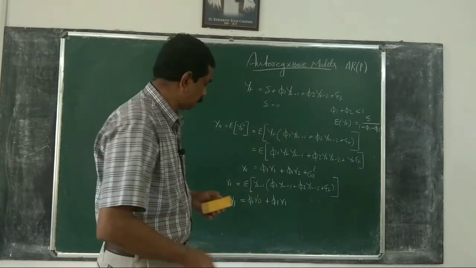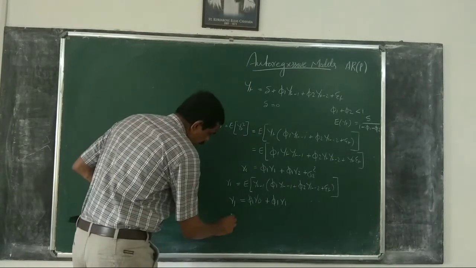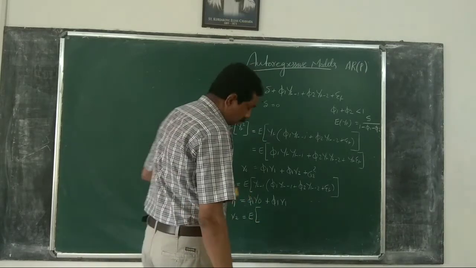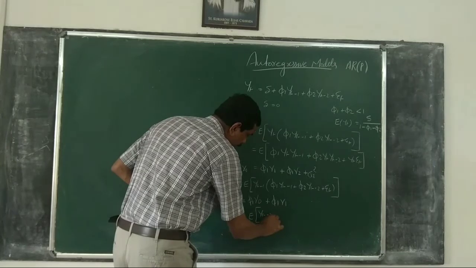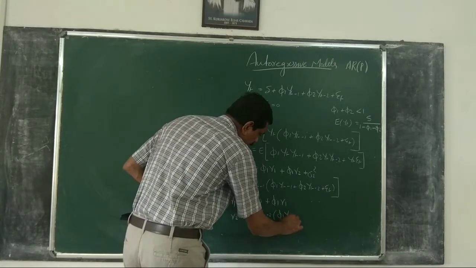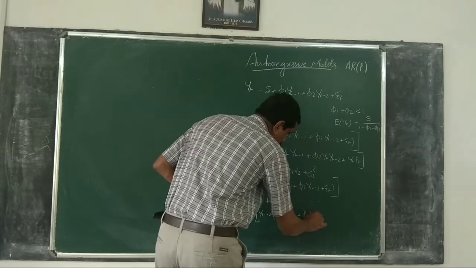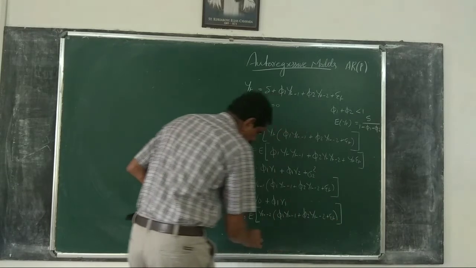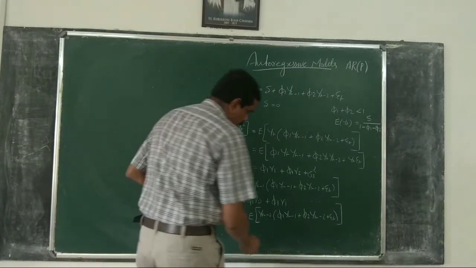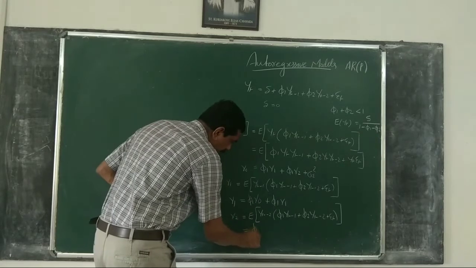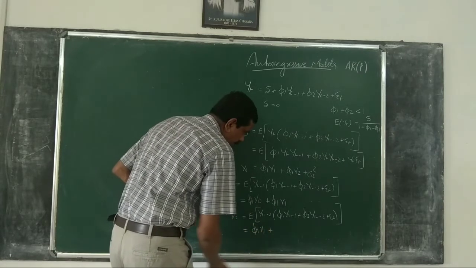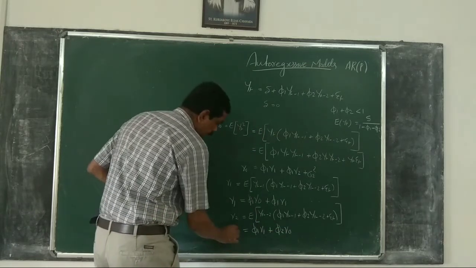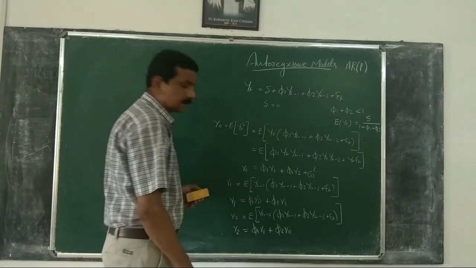So gamma 1 is phi1 gamma 0 plus phi2 gamma 1. Then gamma 2 is equal to the expected value of yt minus 2 into phi1 yt minus 1 plus phi2 yt minus 2 plus epsilon t. As you can see, it is equal to phi1 gamma 1 plus phi2 gamma 0, that is gamma 2.